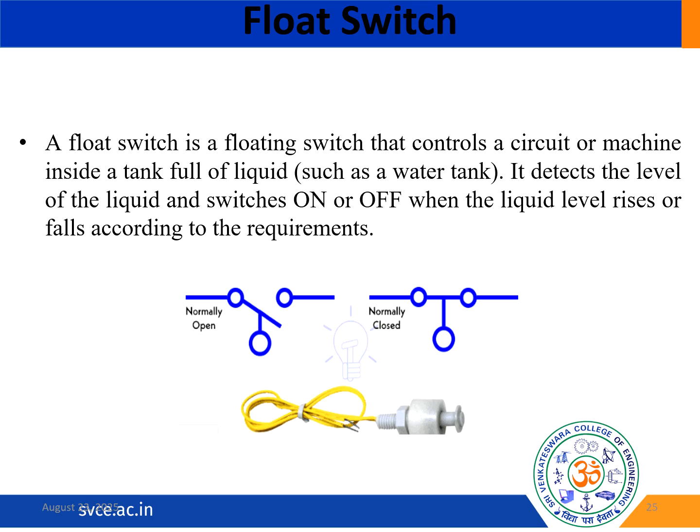So now this kind of operation can be done in a float switch. It is a floating switch that controls a circuit or machine inside a tank full of liquid. It detects the level of the liquid and switches whether it should be on or off. So when the liquid level rises or falls according to the requirement, this AC or DC motor is activated, and the water tank again starts to fill with liquid.